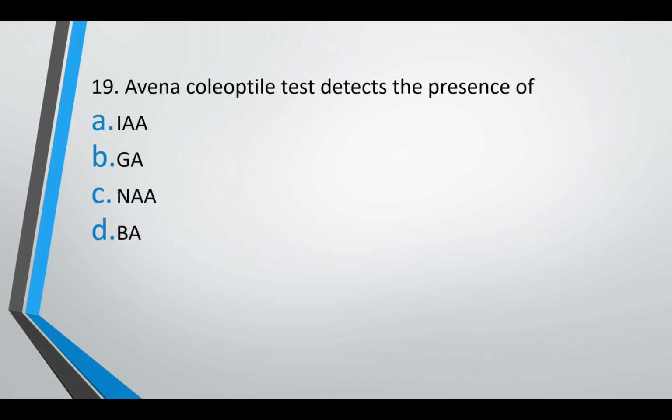Avena coleoptile test detects presence of IAA, GA, NAA, BA. Correct answer is option A, IAA or indole 3-acetic acid or auxin.